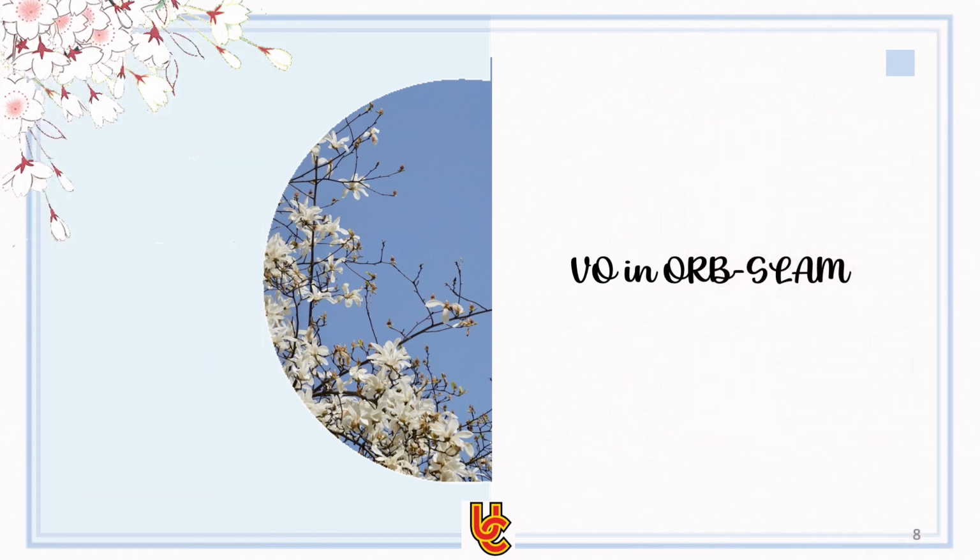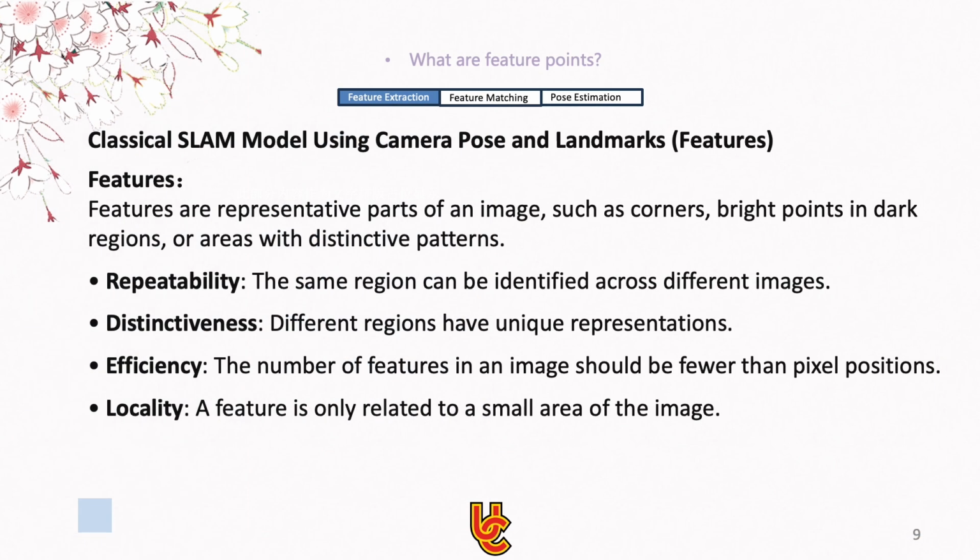Okay, let's introduce the VO in ORB-SLAM in detail in the following section. So what are feature points? Classical SLAM models use camera poses and landmarks. For visual SLAM in detail, it uses image features. So what are features? Features are representative parts of an image, such as colors, bright points in dark regions, or areas with distinctive patterns. It has 4 characteristics.